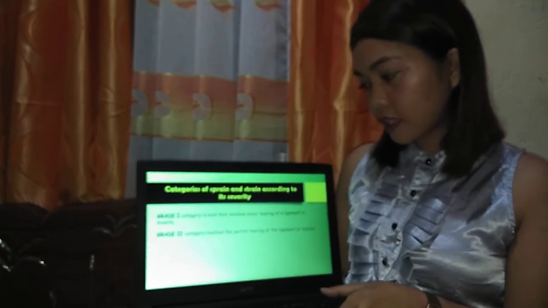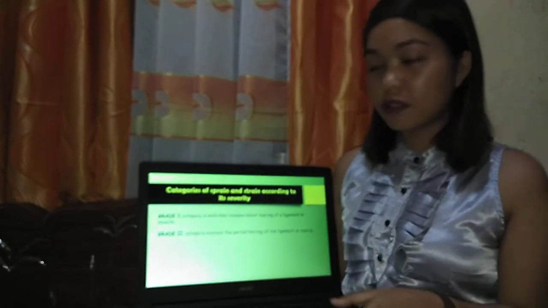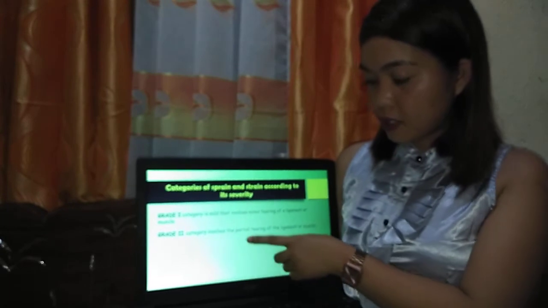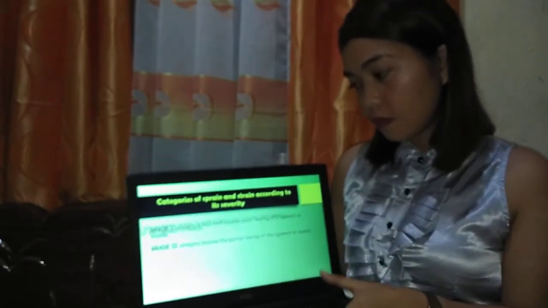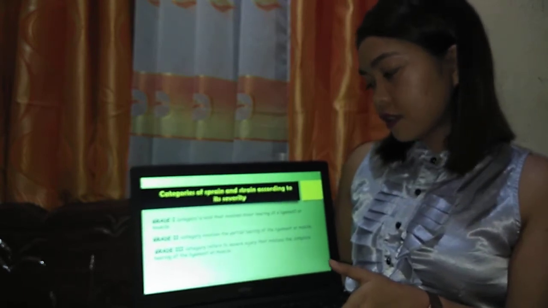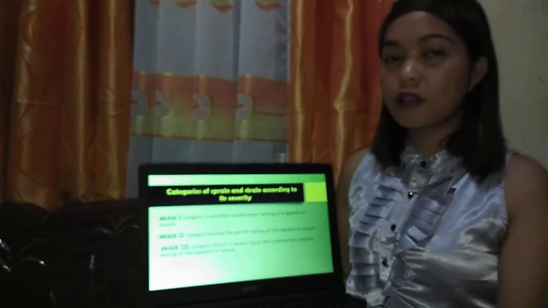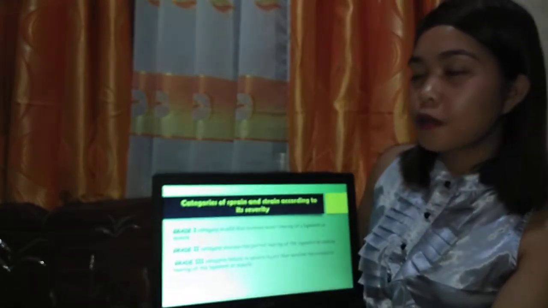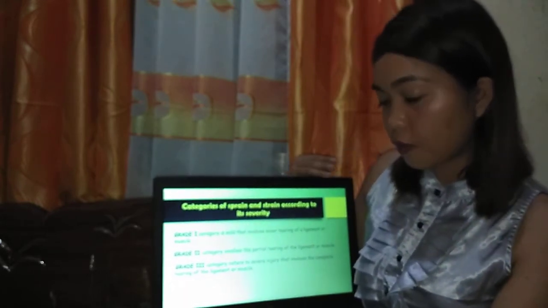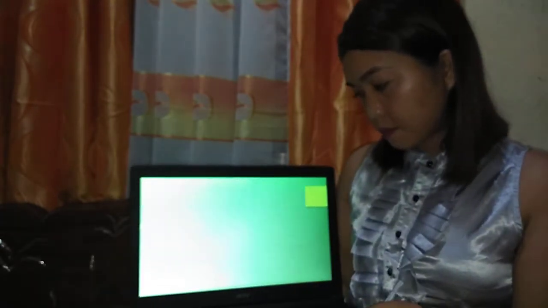Grade 2 category involves the partial tearing of the ligament or muscle. Kung yung grade 1 is minor, yung grade 2 is partial. Grade 3 category refers to severe injury that involves the complete tearing of the ligament or muscle. So, ito na yung pinaka-severe, pinakamalalang pagkaipit na ng ugat doon sa ating katawan kapag nagkaroon tayo ng injury. Yun yung grade 3.